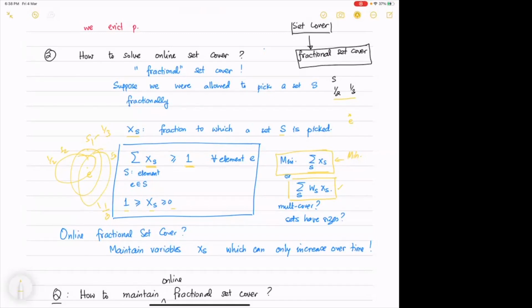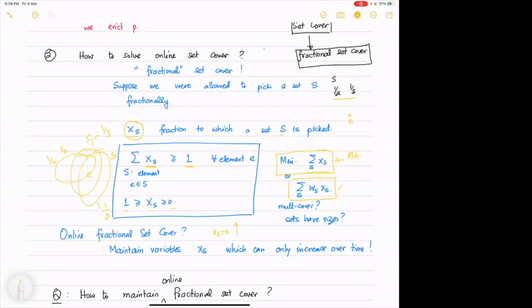Now again, I can talk about online fractional set cover. What is online fractional set cover? It is where you have these variables x_S. Initially think of all these variables as 0, that is you have not picked any set. Over time, you can start picking these sets fractionally. You can start with x_S being 0 and slowly increase these over time. These can only monotonically increase over time, they can never decrease.